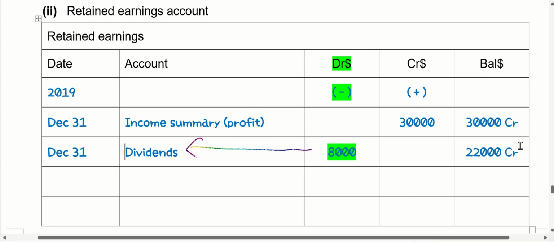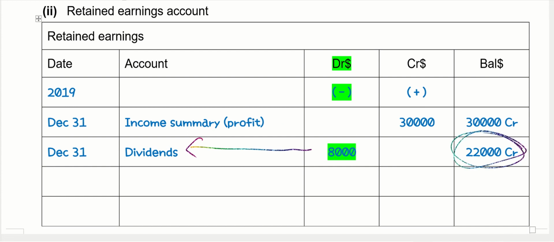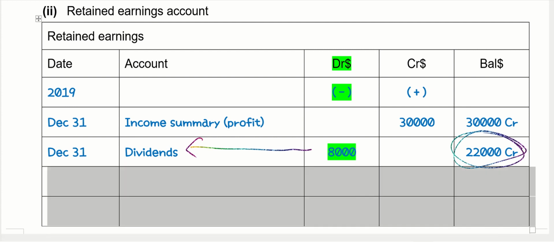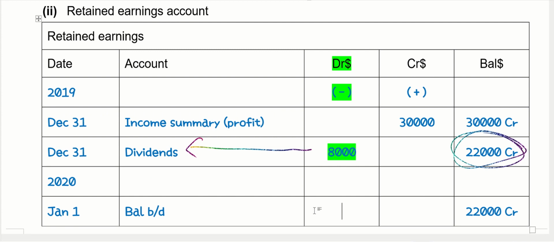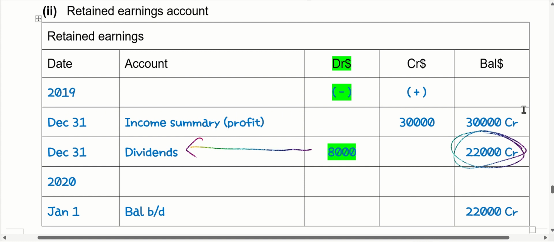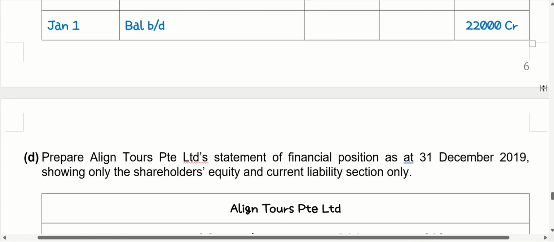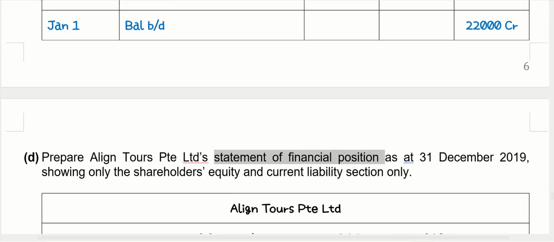But there is still a balance at year end. All right, there's still a balance at year end. Therefore, I need to close this account by having a balance brought down on 1st of Jan 2020. All right, and so my balance brought down is 22,000 credit. Okay, so here is my retained earnings account. Excellent. So actually you have learned pretty much to do most of everything, and finally we are going to put all of this together in the statement of financial position.